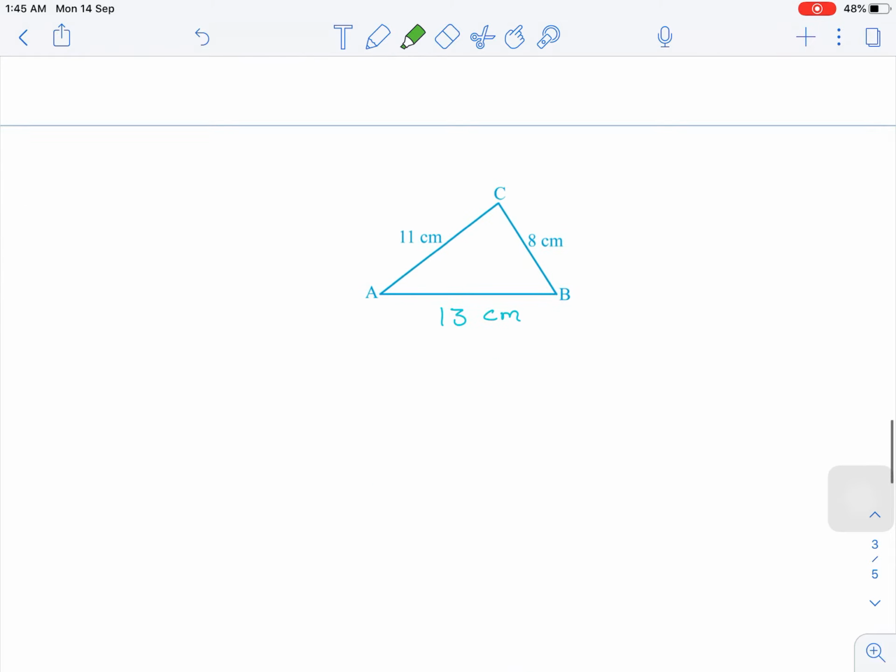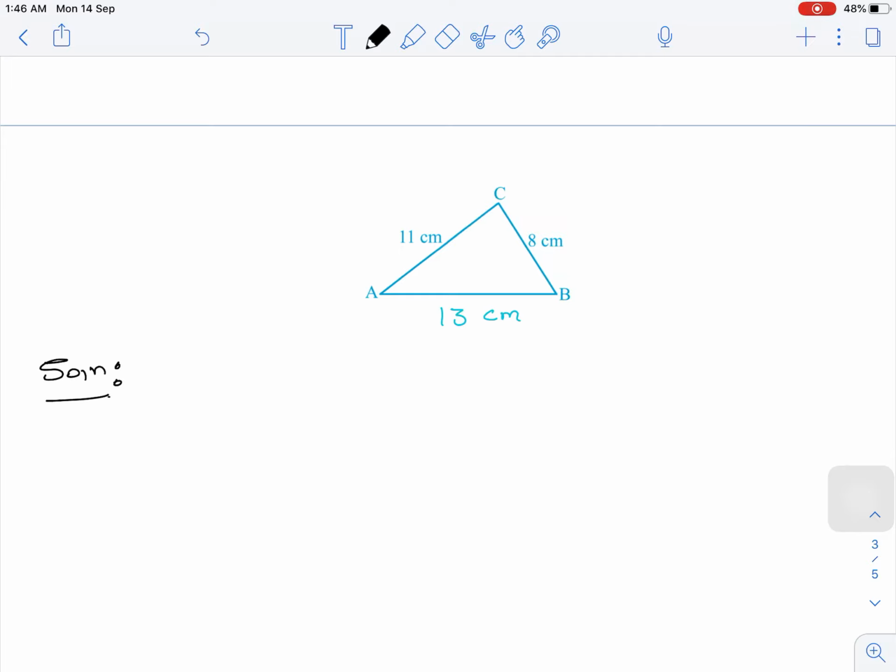Now let us consider a triangle in which the first side is 11 centimeters, the second side is 13 centimeters, and the next side is 8 centimeters. Now what we have to do first? It can be seen that the lengths of all three sides are different. So if you want to find the area of such a triangle, we are going to use Heron's formula.